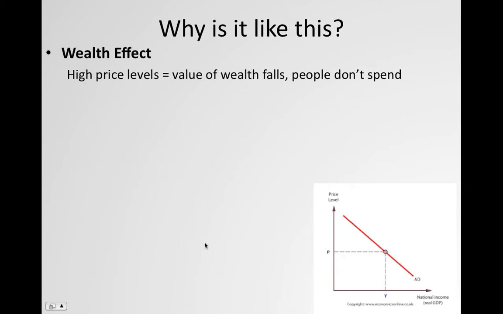First is the wealth effect. If price levels are high, if everything costs a lot of money in an economy, the value of wealth falls. People don't feel like they can spend as much and get as much. So if prices were up here, the price of all goods and services is relatively high, and the quantity of output, the real GDP, would be low. People are not demanding as many goods and services at a high price, because they don't feel as wealthy.